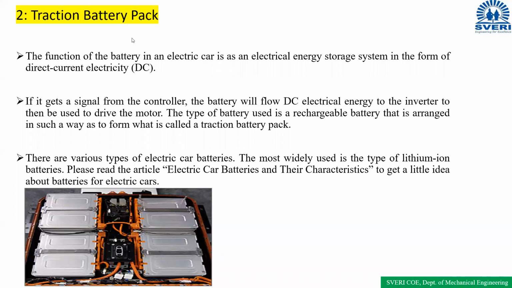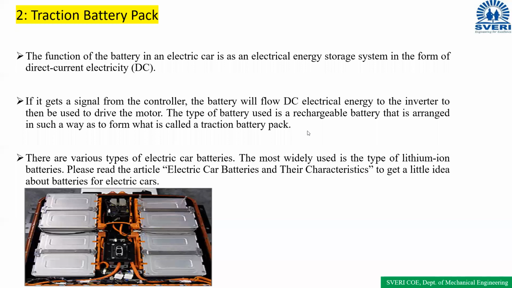And the second one is the battery pack. The function of the battery in an electric car is essential, to provide the electrical energy for the electrical motors. The primary function of the battery is to store the electrical energy in the form of direct current, DC. If it gets a signal from the controller, the battery will flow DC electrical energy to the inverter, which is then used to drive the motor.